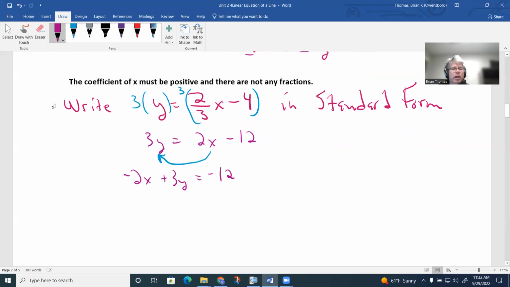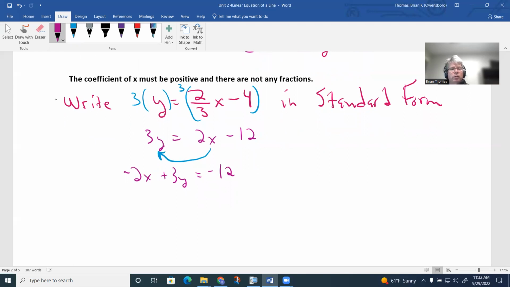Now, I don't want the coefficient of x to be negative, so what I can do is multiply each side by a negative. In other words, if I change all the signs on one side, I have to change the signs on the other side of the equation. By doing that, this creates the equation 2x minus 3y is equal to 12, and that would now be in standard form. No fractions, and the coefficient of x is positive. If the coefficient of x is positive, we're good, but since the coefficient of x was negative, we went on and changed the signs of all three terms.